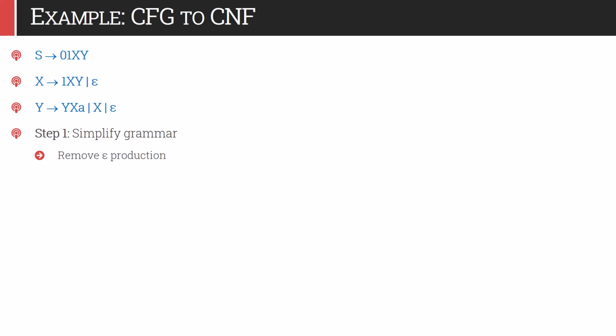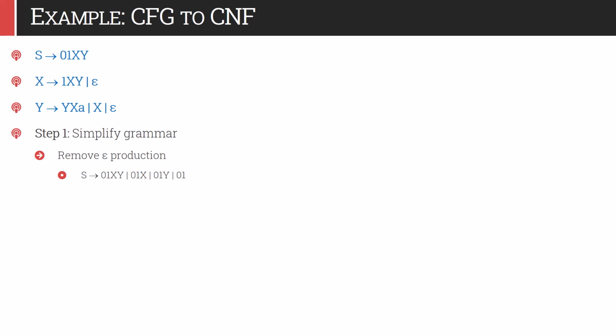So S cannot derive epsilon. Wherever there is an X or Y, we will replace it by epsilon, and from the final set of productions, we will remove all the epsilon productions. So S gives 0, 1, XY, we will write first as it is. Then when we replace Y by epsilon, we will be left with 0, 1X. If we replace X by epsilon, we will be left with 0, 1Y. And if we replace X and Y both by epsilon, then we will be left with 0, 1.